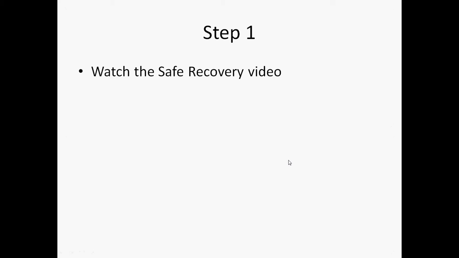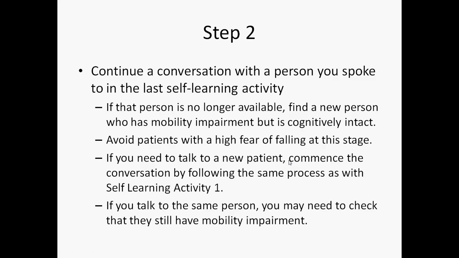Step number 1. Watch the Safe Recovery video for yourself. Step number 2. Continue the conversation you had with a person you spoke to in the last self-learning activity. If that person is no longer available, find a new person who has mobility impairment but is cognitively intact. Avoid patients with a high fear of falling at this stage.